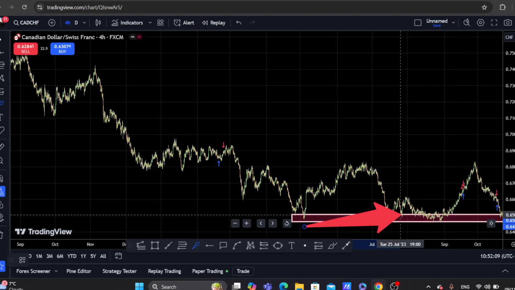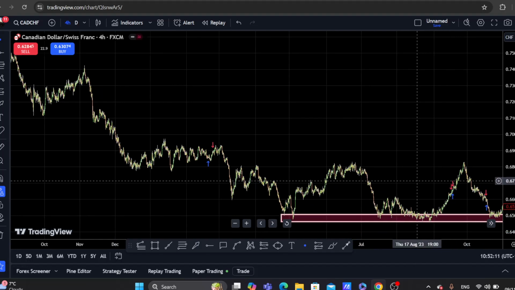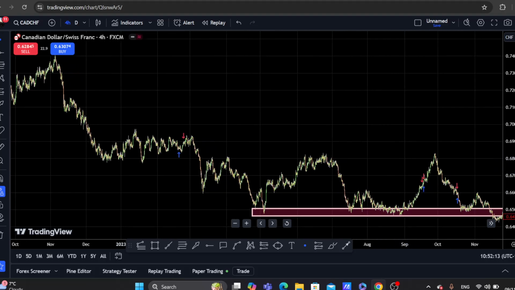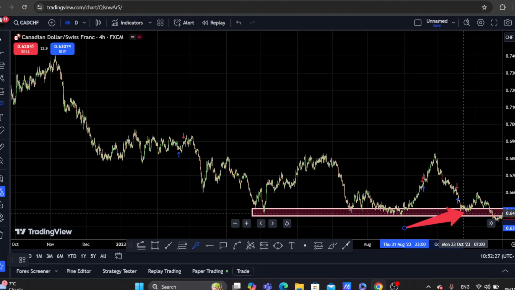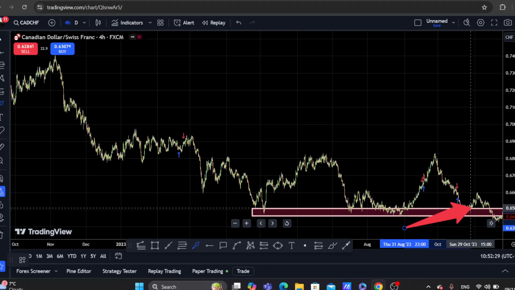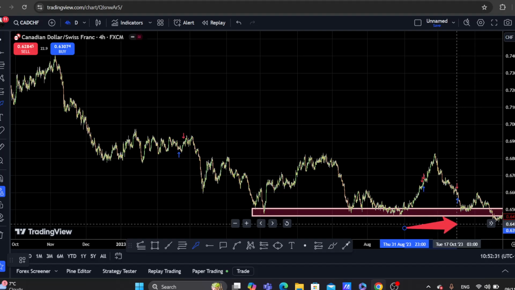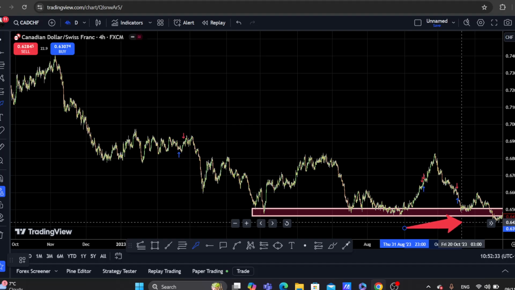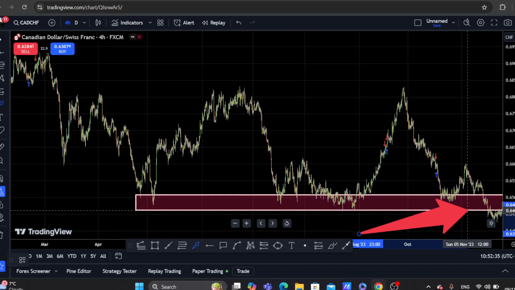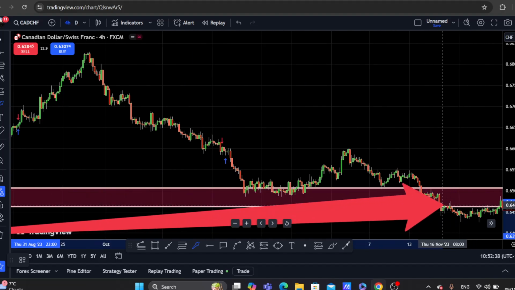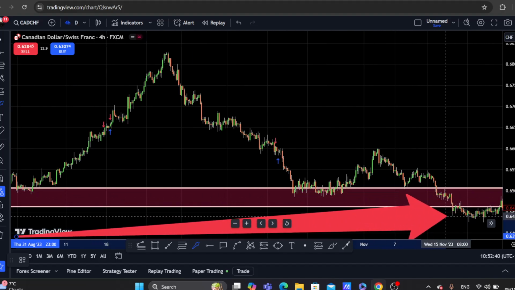So let's move to the right slowly. Right here we had another bounce to the upside. People have gone long, and the stops are all going to be below this level. And eventually we broke to the downside.